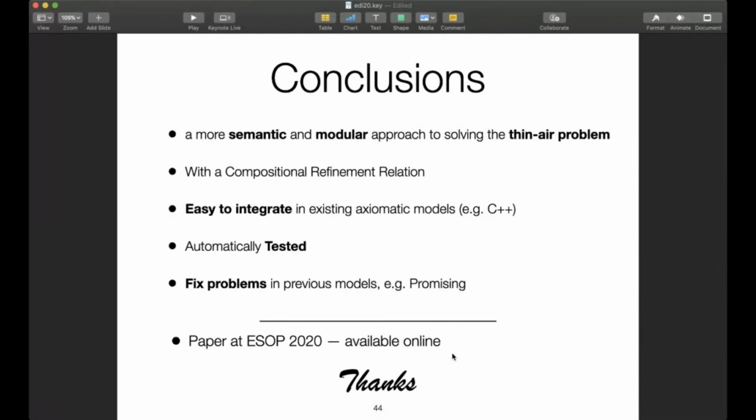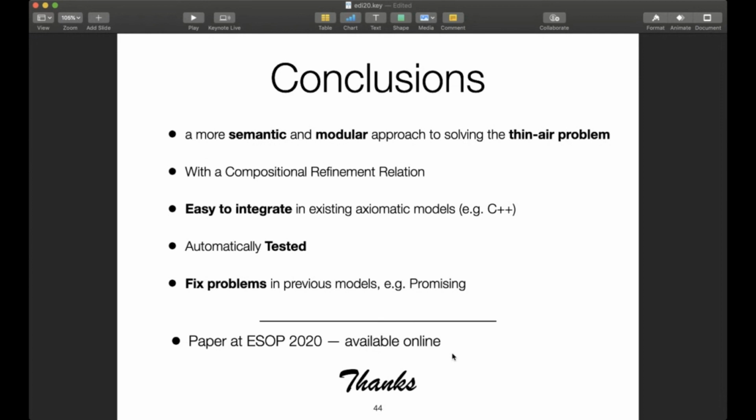The first version of the semantics I showed you, we can actually treat a program in a denotational way and compose the meanings of programs together to understand the meaning of the whole program. That's the first time I think that's been done for a model that solves this thin air problem.